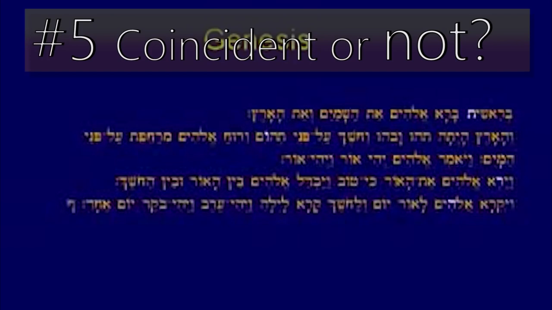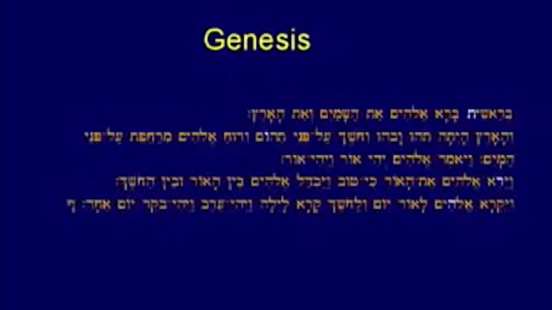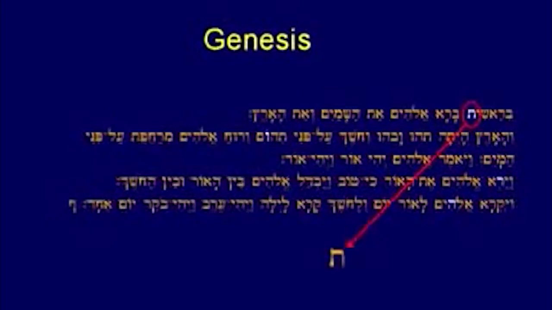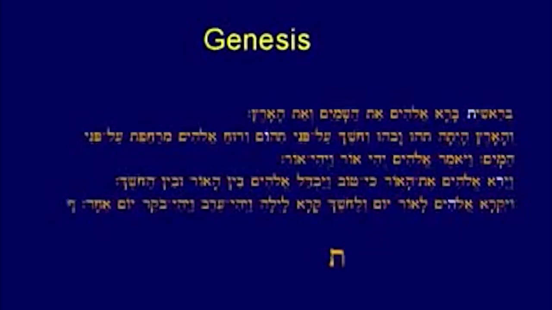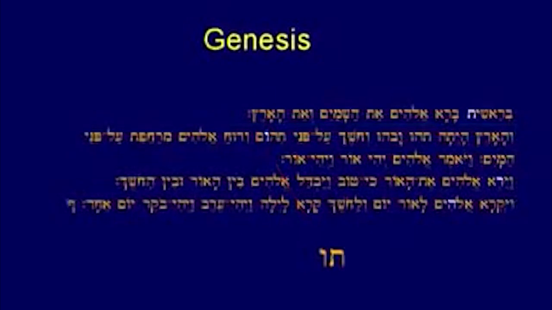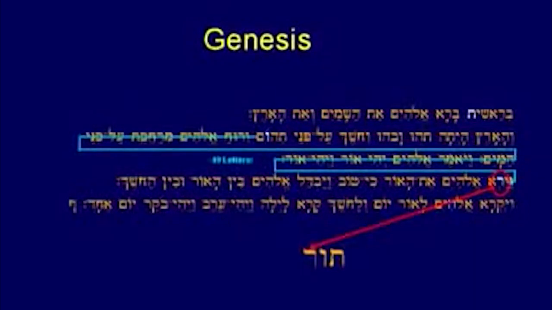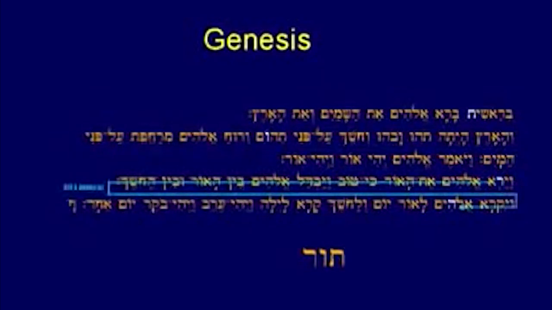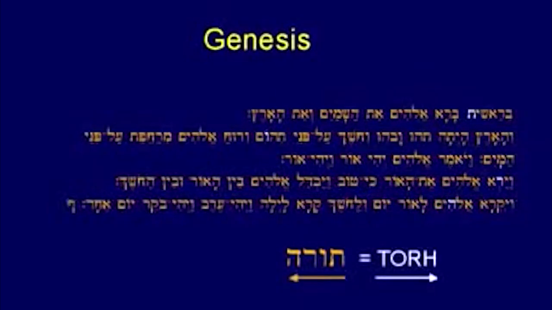This is Genesis chapter 1 in Hebrew. Now, I want to remind you that Hebrew goes from right to left. Also, the word Torah in Hebrew is spelled with four letters: a Tau, which is roughly equivalent to our T, an O, a Resh, a He, four letters. If you go to the first Tau in the book of Genesis, that's the last letter of the Hebrew alphabet, and you count 49 letters, you come to a Vav. You count 49 more letters, and you come to a Resh, which is sort of like our R. And you count 49 more letters, you come to a He. So those four letters spell Torah.